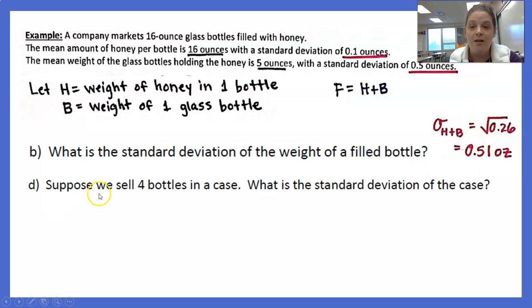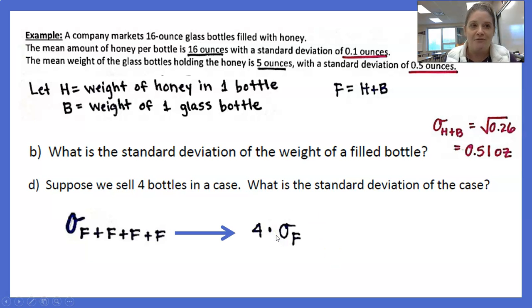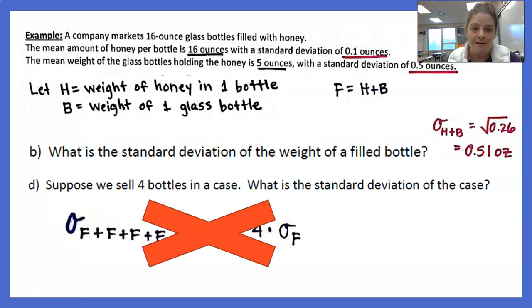Okay, so what about the standard deviation of the weight of a filled bottle? We know that is 0.51. So what if we sell 4 bottles in a case? What's the standard deviation of the case? All right, so I need the standard deviation of F plus F plus F plus F. When I go to do that, that feels like 4 times the standard deviation of F, but it's actually not. So you have to be really, really careful. There is this weirdo thing that happens in statistics that we need to talk about. Before we answer this question, why can't we just do 4 times the standard deviation, like we did 4 times the mean? Multipliers affect standard deviation, right?